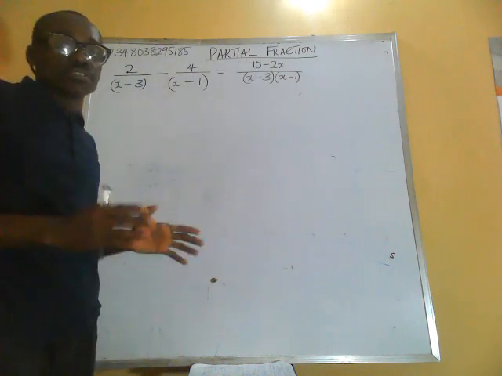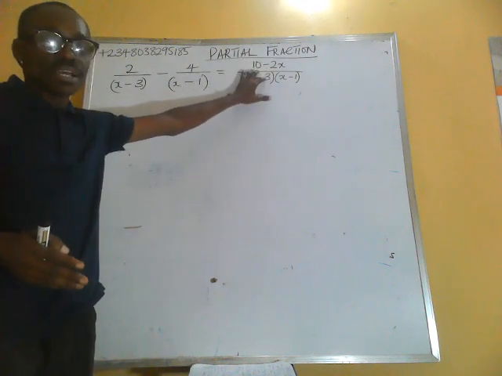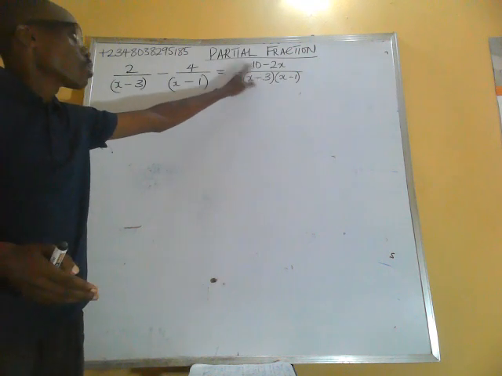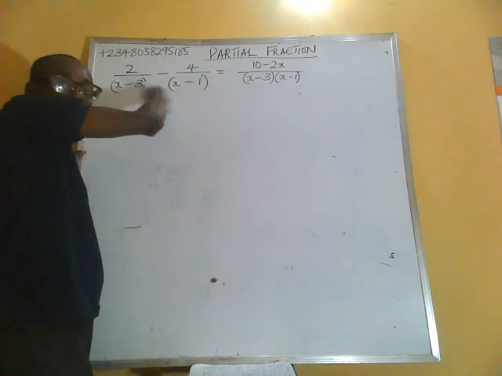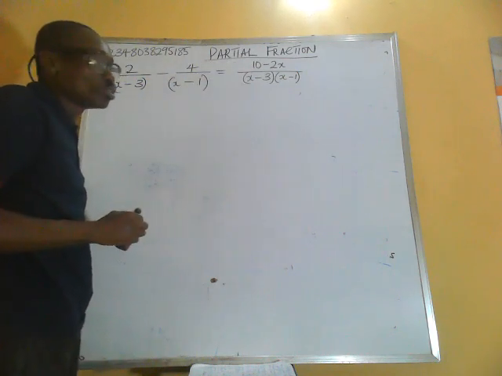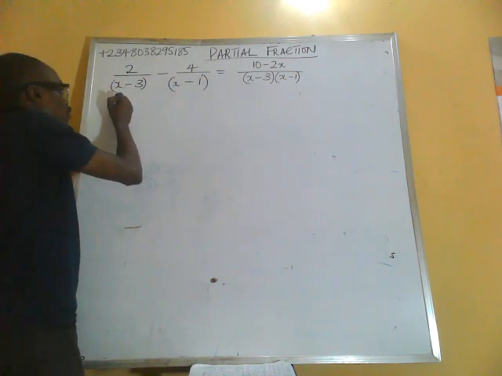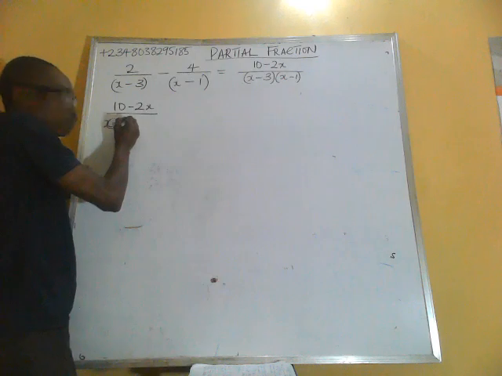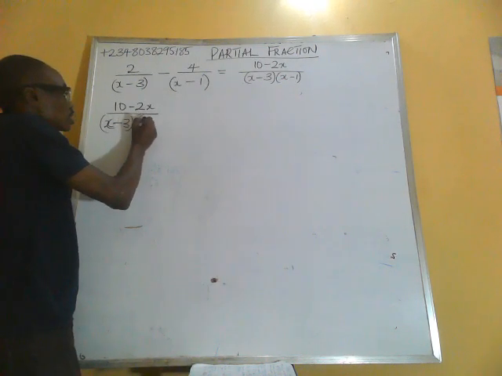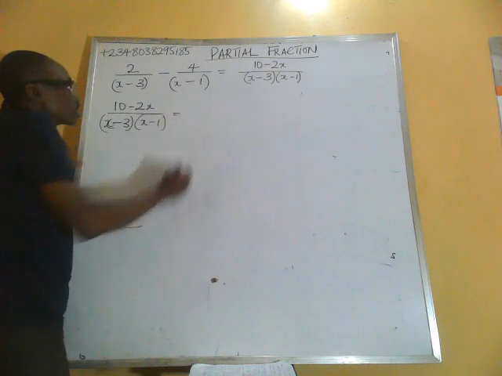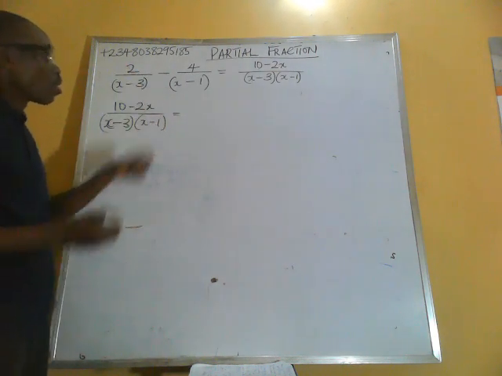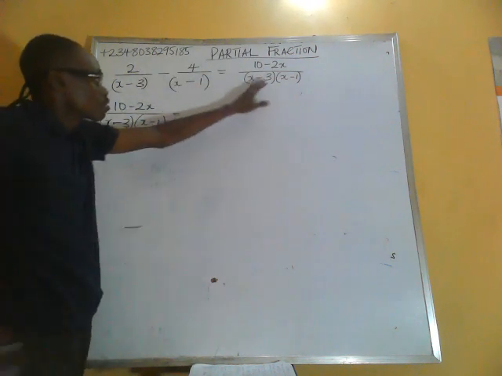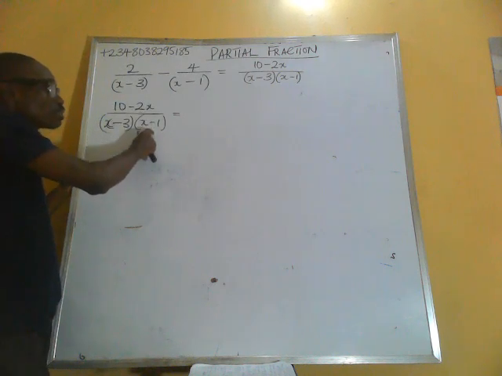That is resolving. When you are asked to resolve, assuming you are given this expression here, this algebraic fraction, and you are asked to resolve it into partial fraction, they are asking you to move back here. So now I just want to show you how to do that. So we have 10 minus 2x all over x minus 3 into x minus 1. So at the end of the day, your partial fraction is going to look something like this. The only information that you have is that you have x minus 3, x minus 1.